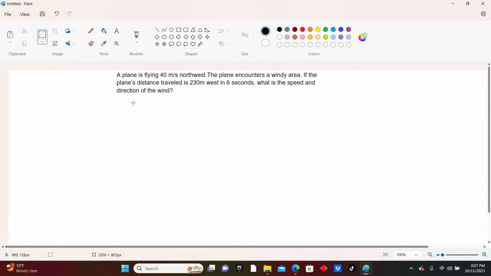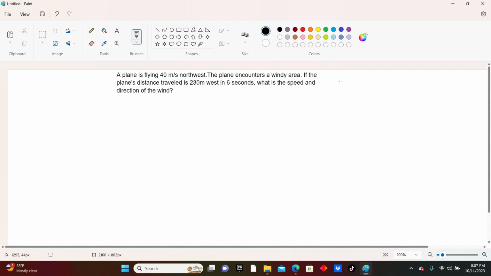Okay, this question says a plane is flying 40 meters per second northwest. The plane encounters a windy area. If the plane's distance traveled is 230 meters west in 6 seconds, what is the speed and direction of the wind? Okay, so when we go inside a windy area, our speed is going to change by adding the components of the wind speed to our original speed.